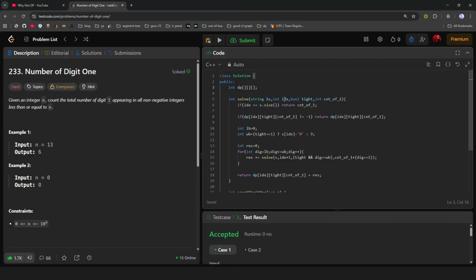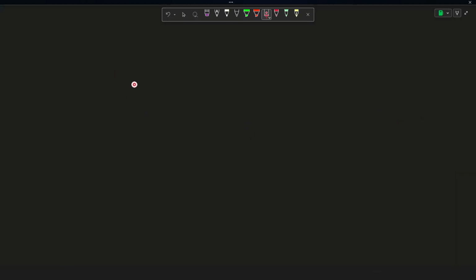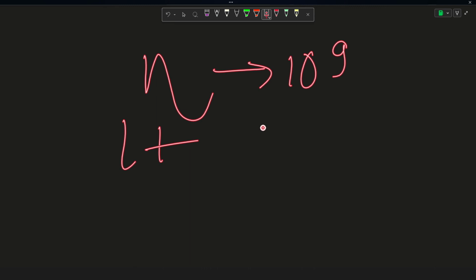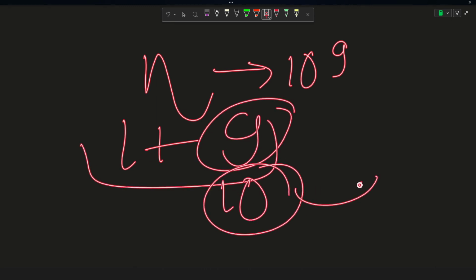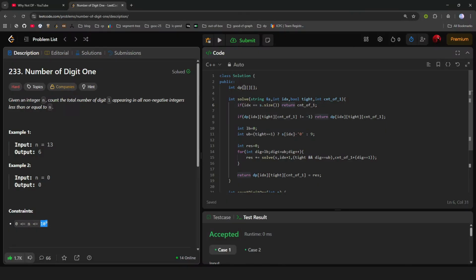Since the first state is this index, and the value of n can go up till 10 to the power 9, that is 1 plus 9 zeros, that is a total of 10 digits, and in order to access the 10th index you must declare a size of 11, right? So that's why this will be nothing but 11. And the second state is this bool tight. Since it can only take 2 values, that is true and false, that's why it will be 2.